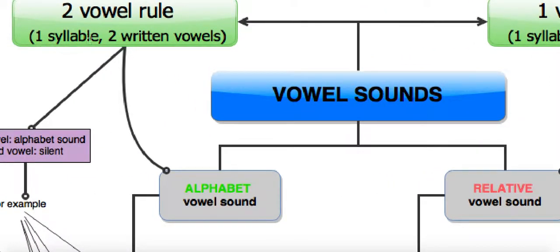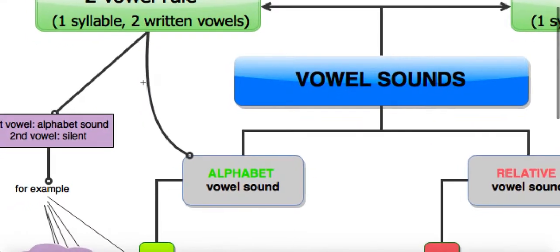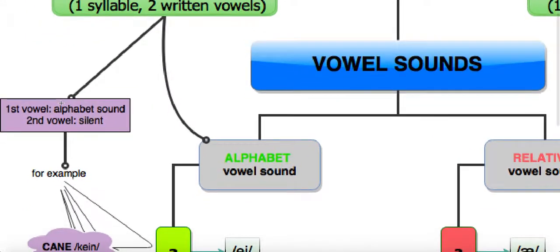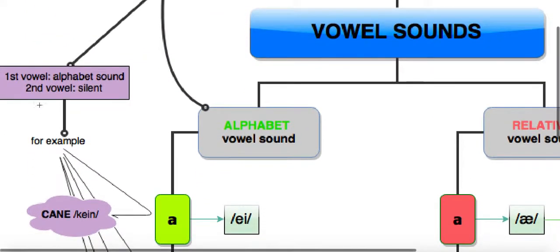Now again, we're working with one syllable words, but in this case we're going to have two written vowels. For this one, we're going to need the alphabet vowel sound. And what we're going to do is, the first vowel of the word will be pronounced like the alphabet sound, which are the green ones that we went over. The second vowel is going to be silent.